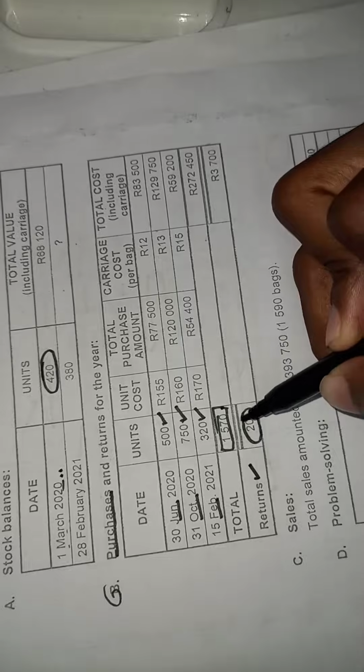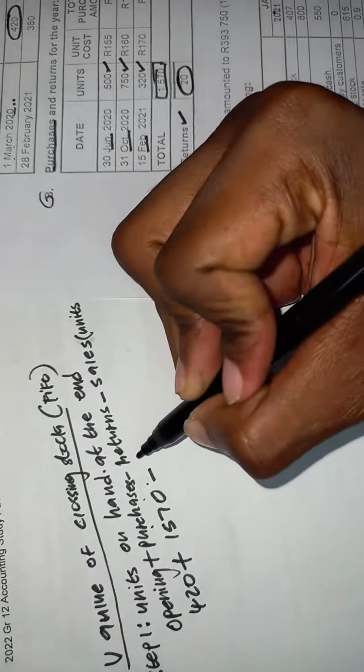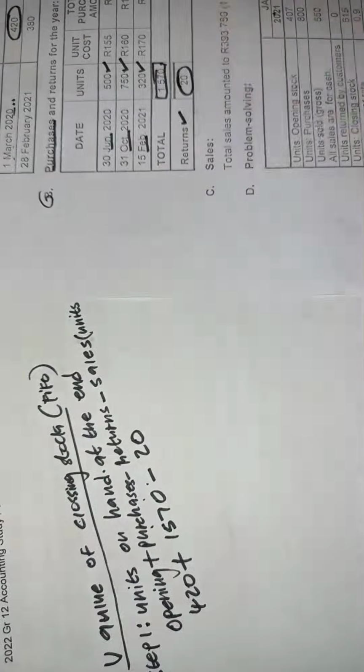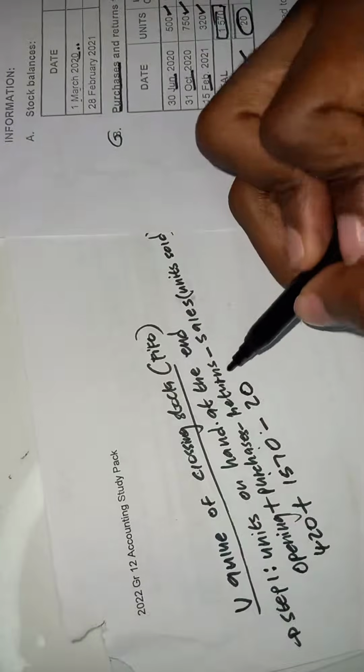Let's see from our information if we do have returns. Do we have any returns? Let's see. Yes, we do. Here is returns. They said we returned 20 units. So our returns, we are going to say minus 20. We minus the returns because they are no longer with us. Minus 20. Then now minus the last one.